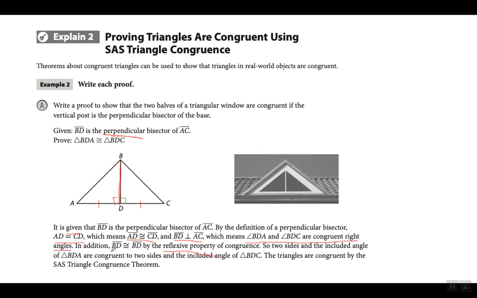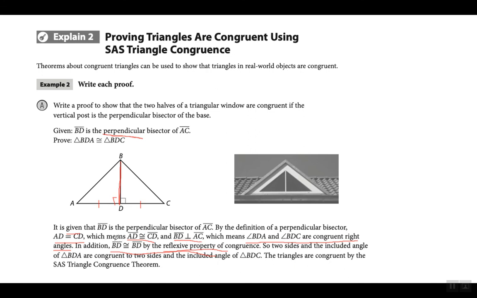Okay, y son... and the last step, if BD is congruent to BD by the reflexive property, that comes up a lot. Like I've said before, when a segment is congruent to the same segment, that's always the reflexive property. You're going to see that a lot throughout the year.